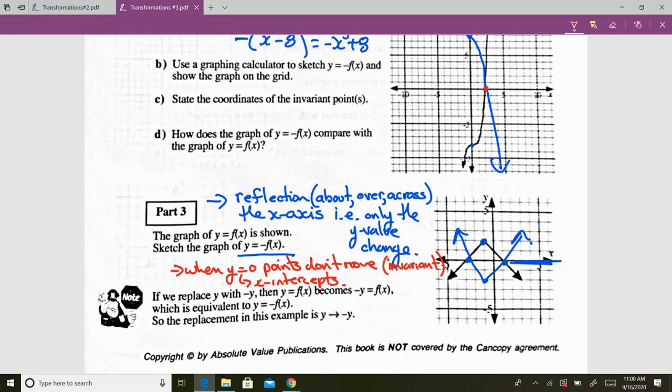Okay, so when you have a negative in front of the function, it changes all the y values. It flips the graph over or about or across. You can say any one of those, it doesn't matter, I don't care. The x-axis is the line you're going over, okay, or around. Only the y values change, x values don't change, and the x-intercepts, or when y is equal to 0, don't move or are invariant. Okay? Flip the page, please.